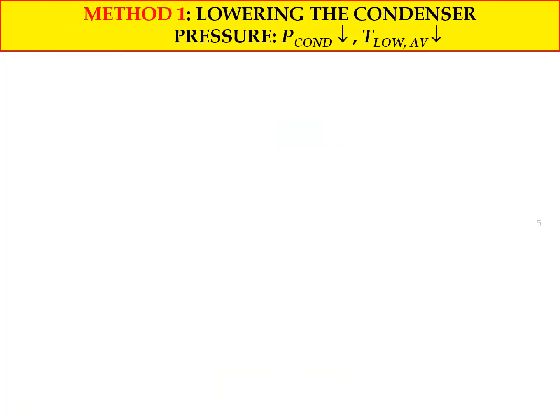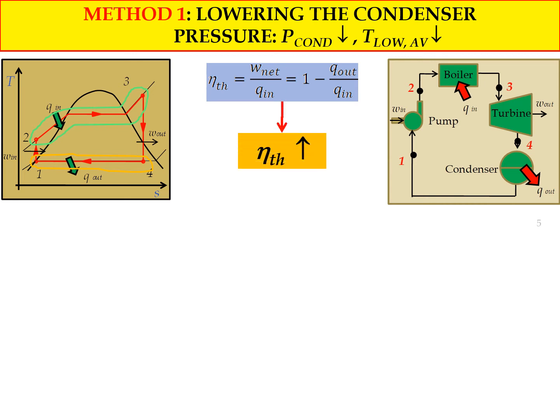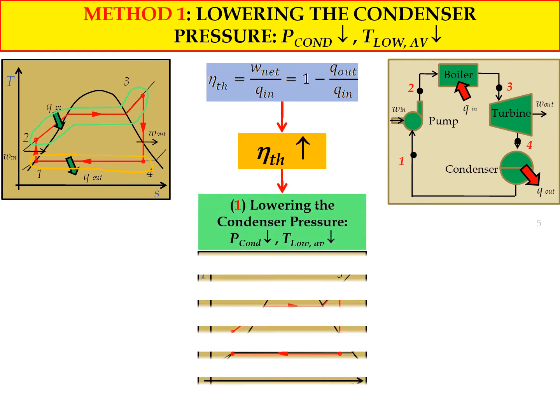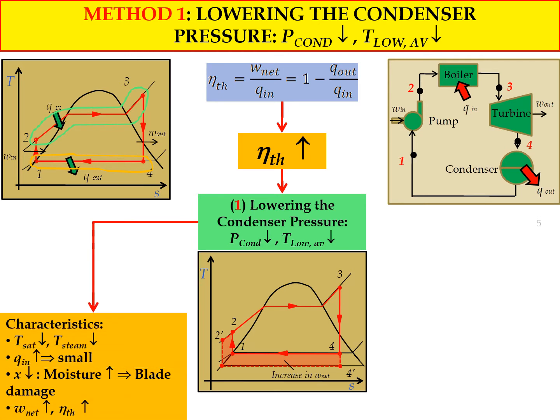Method 1, lowering the condenser pressure. So this is the TS diagram of the Rankine cycle, and this is how we calculate the thermal efficiency of the Rankine cycle. And as we all know, we can increase the thermal efficiency of the Rankine cycle by lowering the condenser pressure. And this is the TS diagram of what it means by lowering the condenser pressure and T average. As you can see, we can decrease the pressure, which is the constant pressure line there, into the 4 prime, 1 prime, and also 2 prime there. So by doing this, we increase the work net.